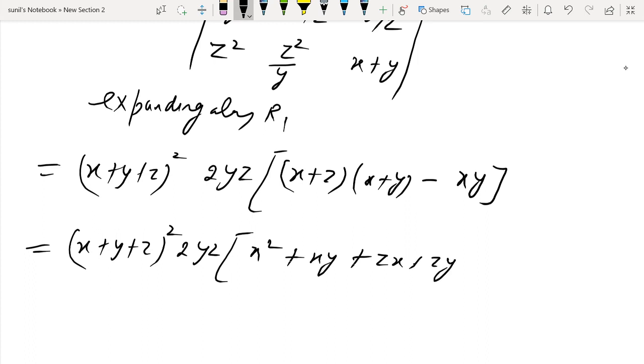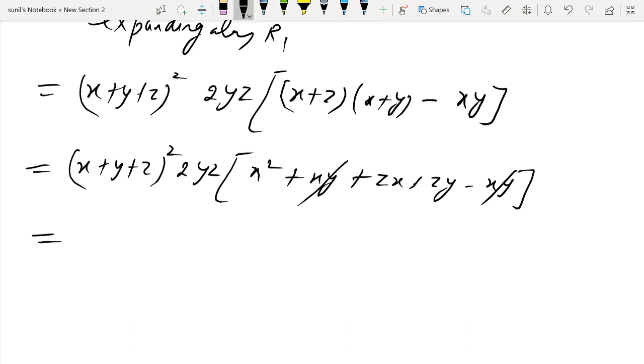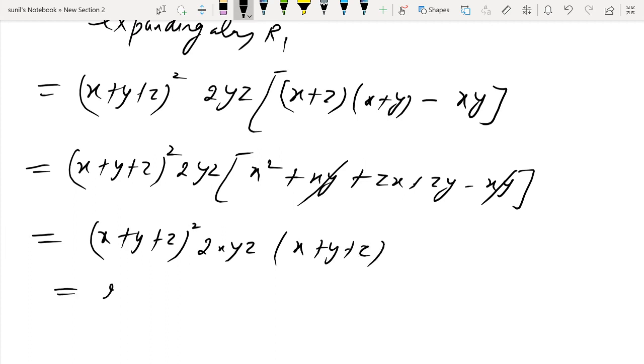and minus xy. This will get cancelled with this. Now from this entire bracket x is common, 2xyz into (x plus y plus z). So we will be having 2xyz into (x plus y plus z) whole cube. So that proves the question, proved.